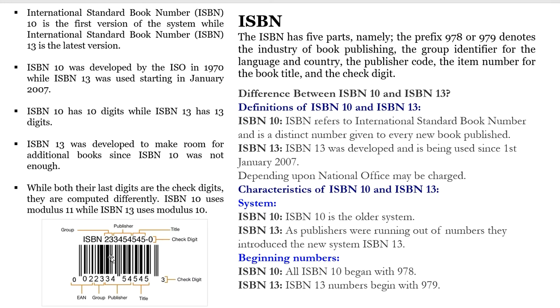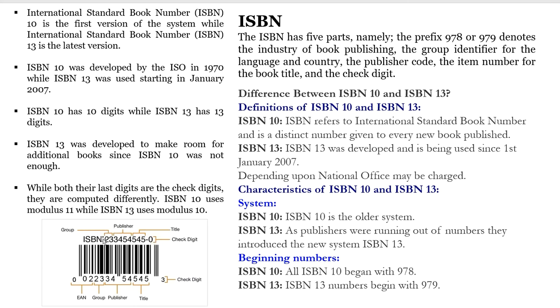These are barcodes. You know that an ISBN has 5 parts, namely prefix and postfix. The prefix, generally 978 or 979, denotes the book publishing industry. Then the group identifier for the language and country, the publisher code, the item number for the book title, and the check digit. Here, know that the ISBN totally has 13 digits, 1 2 3 4 5 6 7 8 9 10.